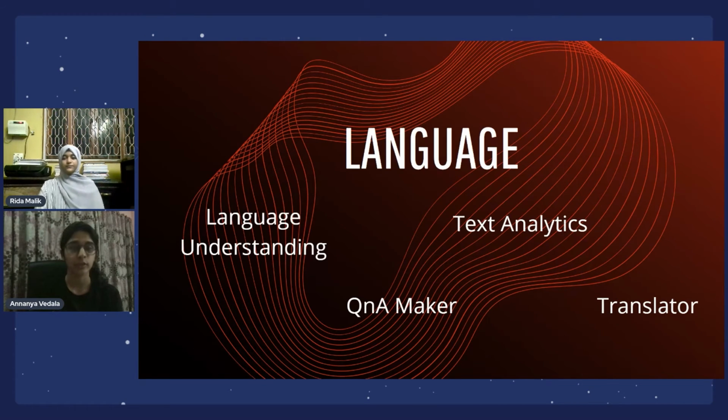The first one is Lewis. So Lewis, language understanding, is basically the Lewis service. You can add conversational AI to your apps. When I say conversational AI, I don't mean just your basic rule-based chatbots. Whatever you tell your model for that matter, it can comprehend it.